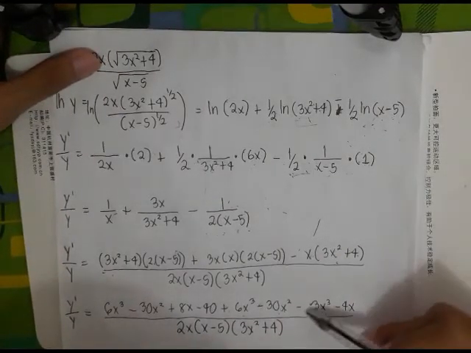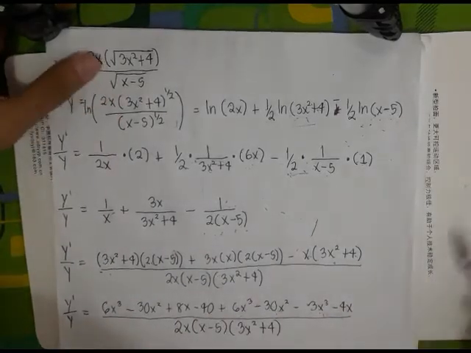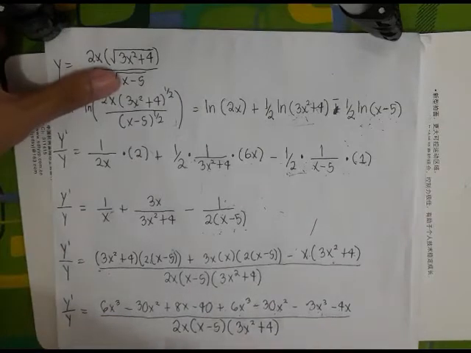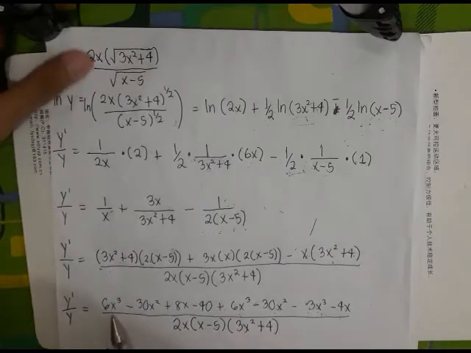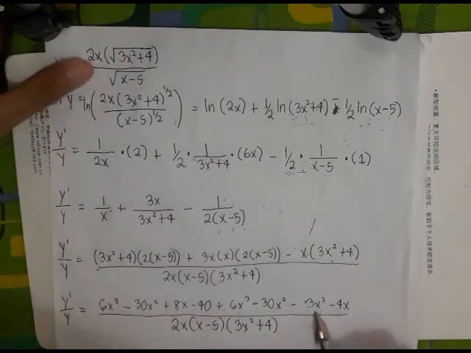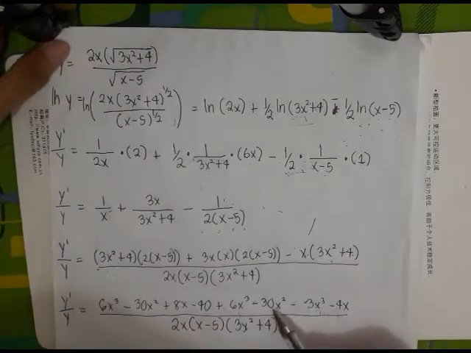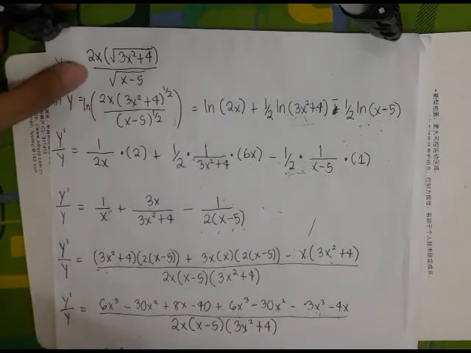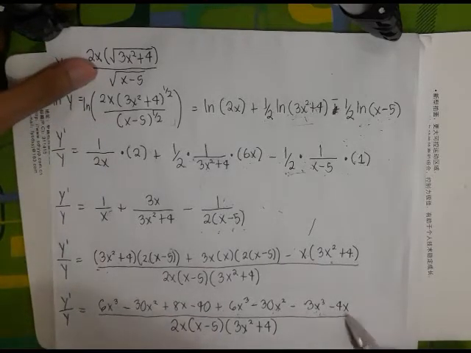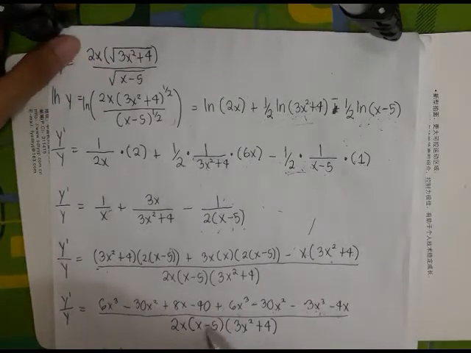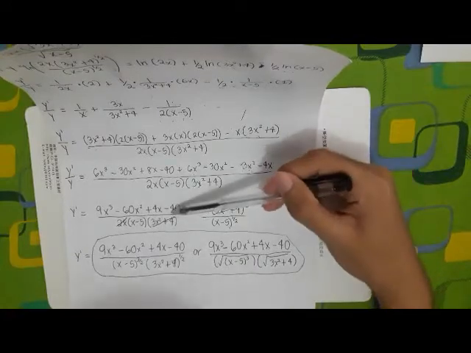Negative 3x cubed minus 4x, just copy the denominator. Now combine like terms: 6x cubed plus 6x cubed is 12x cubed, minus 3x cubed is 9x cubed. Negative 30x squared combined with negative 30x squared is negative 60x squared. Positive 8x combined with negative 4x is 4x, and negative 40 is just copied. Now reduce this into a single fraction.